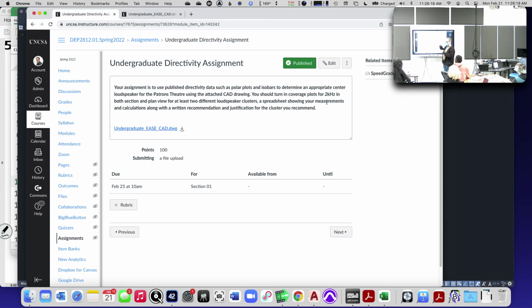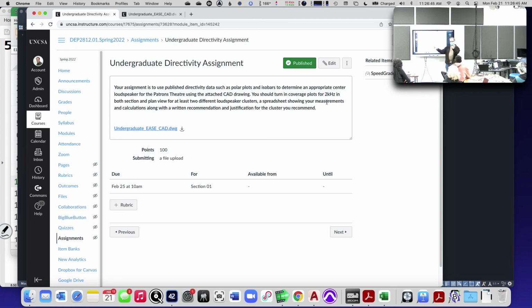And I want you on the CAD file to show me on the ground plan and section view which seats you measured, right? So show me where your points were. What seats did you measure? And I want you to do 2 different ones. Pick 2 different loudspeakers and figure out those seats and tell me how loud it will be at each of those seats.